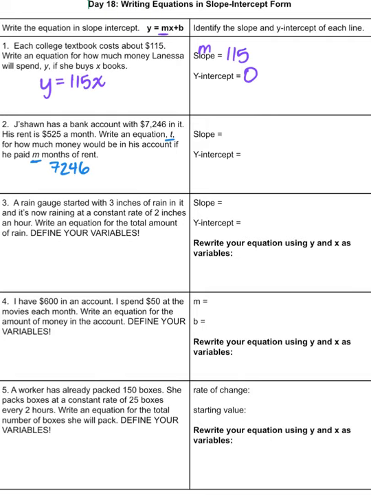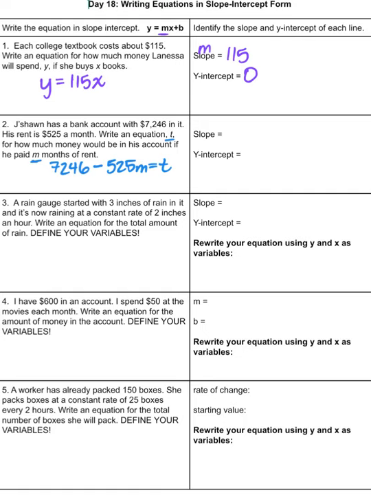When he pays the money, it's going away. It's being subtracted. So I'm going to put minus, and what's being subtracted is $525 each month. But I don't know how many months, so I'm going to put M. Whatever's left will be equal to T, how much money is still in his account.